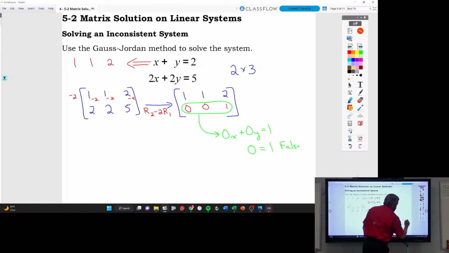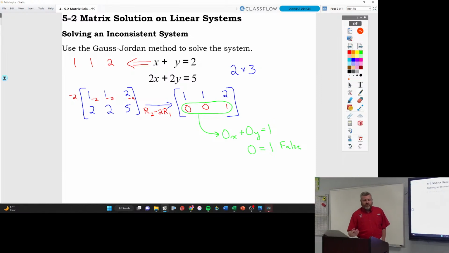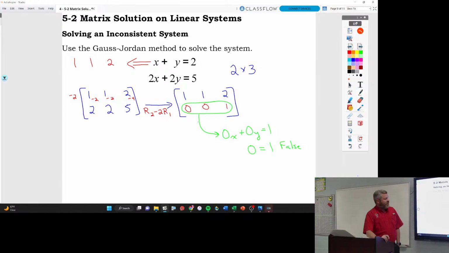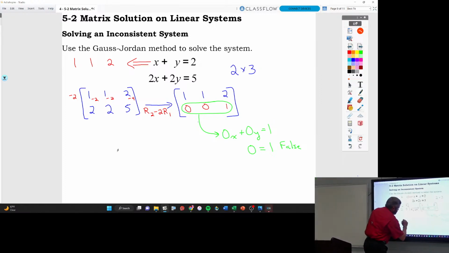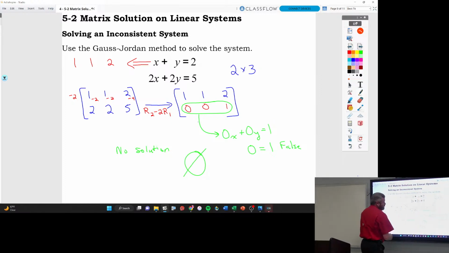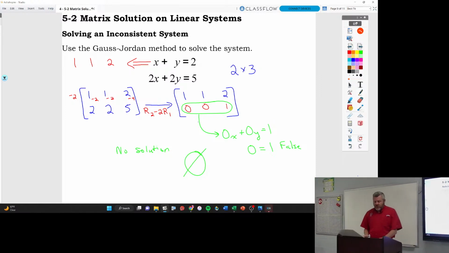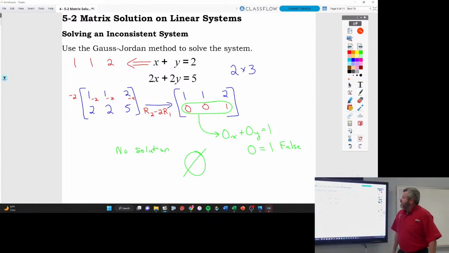Okay? So when you're doing this Gauss-Jordan method, if you have your left side all zeros and a number that's not 0 on the right side, that's a false statement. That can't happen. So what happens here is this system has no solution. Of course, you can also write that as a 0 with a line through it, like so. But yeah, this system has no solution. 0 does not equal 1. It didn't in the past, it won't in the future, and it doesn't now. So yeah, we're done with this problem.